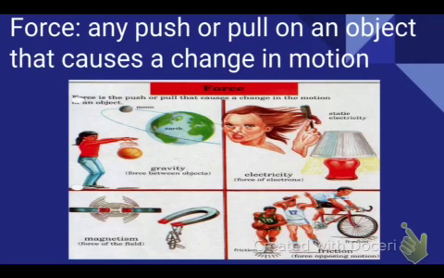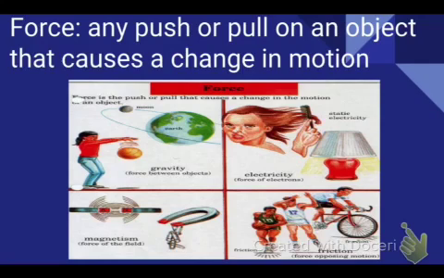So moving on to forces, a force is any push or pull on an object that causes change in motion. Okay, so you can apply a force to something and it doesn't move, and so that would be called a balanced force, which we're going to talk about in a second, but you're going to cause a change in motion. So a force is a push or pull that causes a change in motion, and here are some examples.